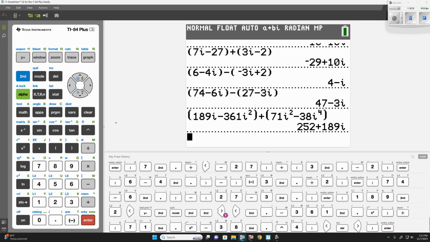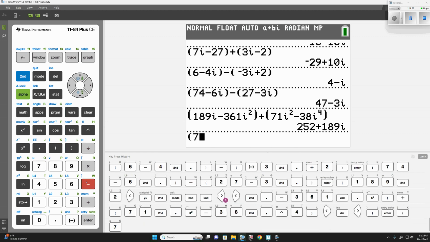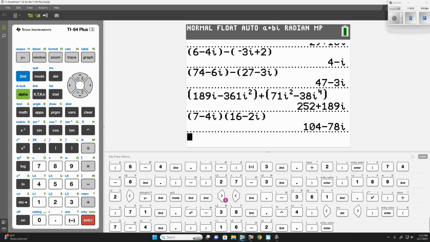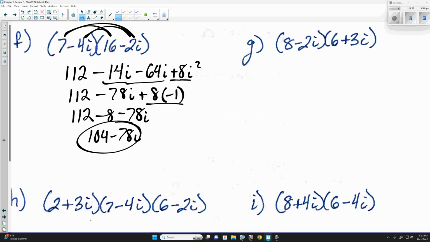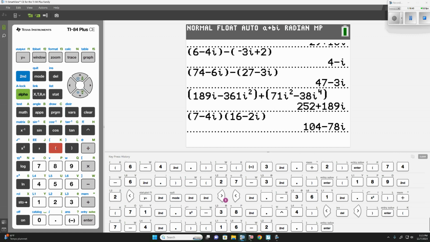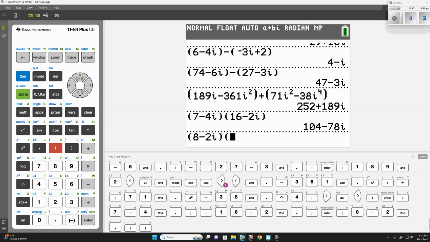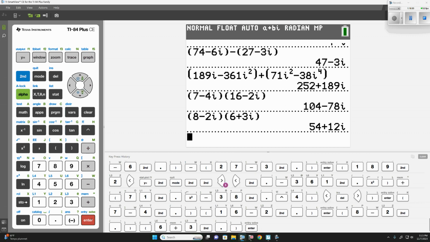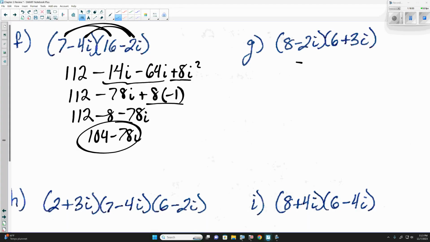Parentheses 7 minus 4, second i, close parentheses, open parentheses, 16 minus 2i is 104 minus 78i. Exactly what we had. So on the next one, we can type it in: 8 minus 2i, close parentheses, open parentheses, 6 plus 3i. Enter is 54 plus 12i. And that's it.